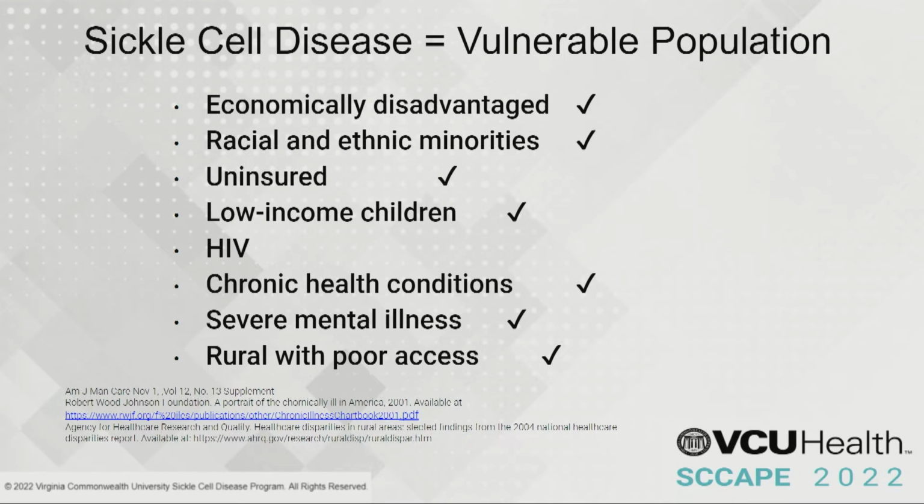Clearly, this is a vulnerable population: economically disadvantaged, coming from a racial and ethnic minority, often uninsured, especially after childhood, often low income. The only thing that's not checked on this typical list of what makes a vulnerable population, and this was not a sickle cell specific list when it was put together, it was a list meant to identify vulnerable populations, is HIV. But everything else, these patients line up and can be identified as a vulnerable population.